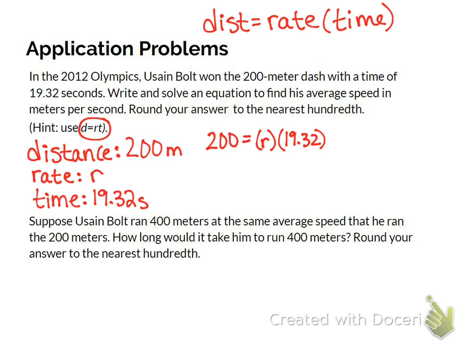What do I need to do to get my R or my rate alone? You gotta combine 200 and 19.32 to get R by itself. We're going to do what? What operation? Division. We have to divide by 19.32 on both sides. Calculator is definitely going to be essential on this one. I mean, not totally essential. Technically, you could do it, but it would probably take most of us a while.